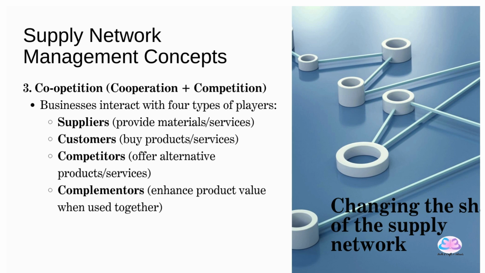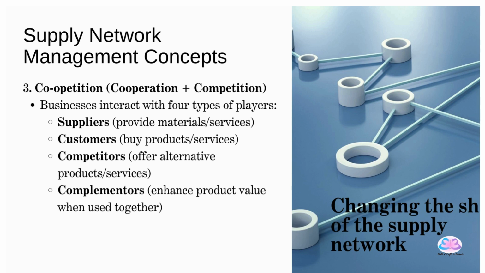Now, let's explore an important concept in supply network, coopetition, which is a blend of cooperation and competition. Now, what is coopetition? Now, it recognizes that businesses do not operate in isolation, but interact with various players in the supply network. Companies can compete in some areas while cooperating in others to create mutual benefits. The four key players in coopetition are the suppliers, which provide raw materials or services necessary for production.